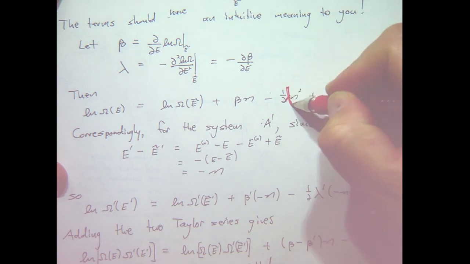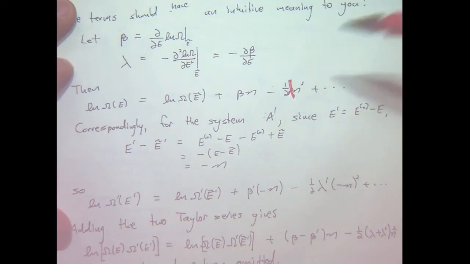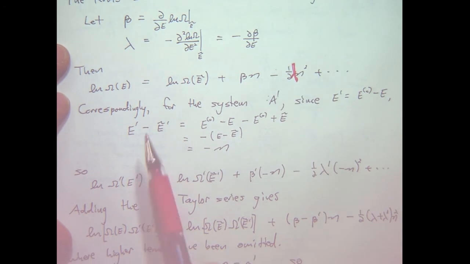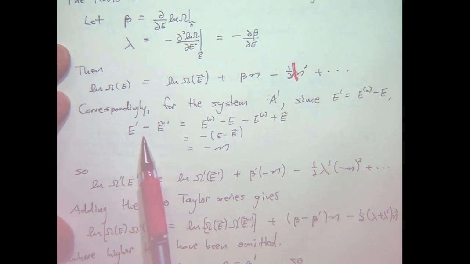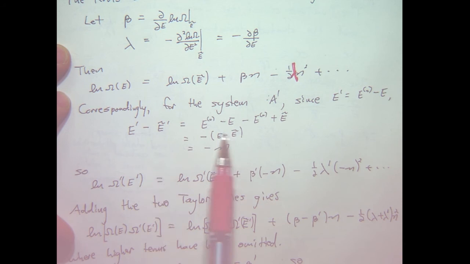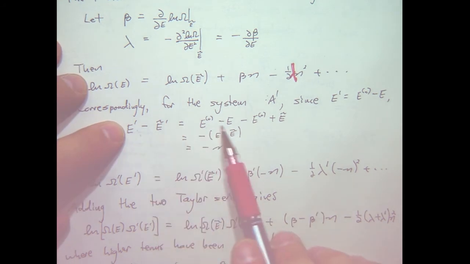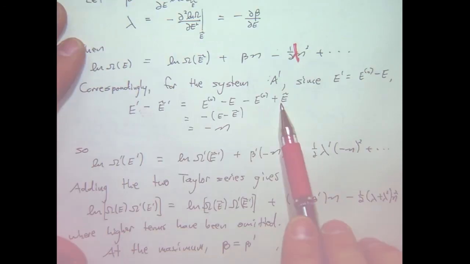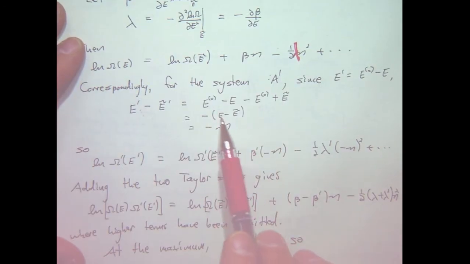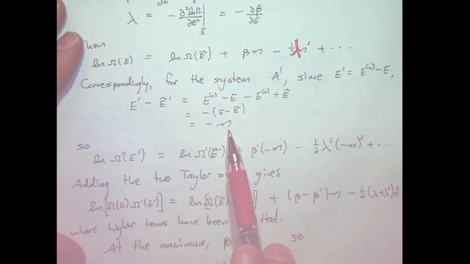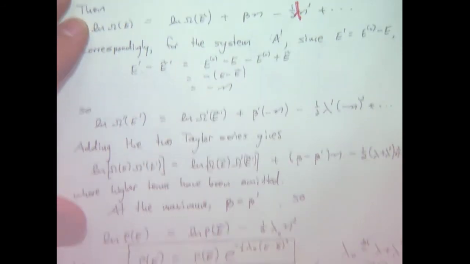Can you put a lambda in there? There's a lambda missing. Alright. Correspondingly for the system A prime, the energy E prime minus the energy at the maximum, E tilde prime, is E naught minus E, that's E naught minus E tilde, and E naught cancels out, and that happens to be minus eta, which is your expansion variable.